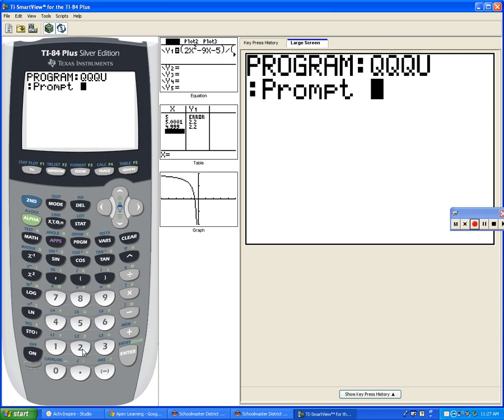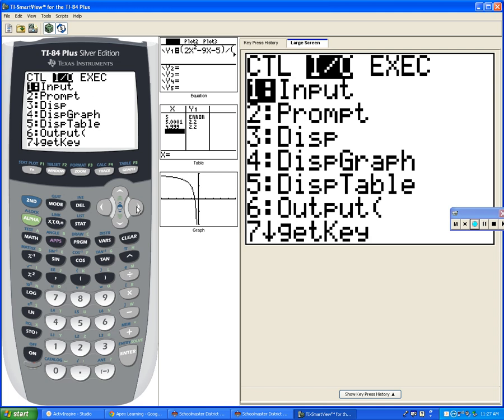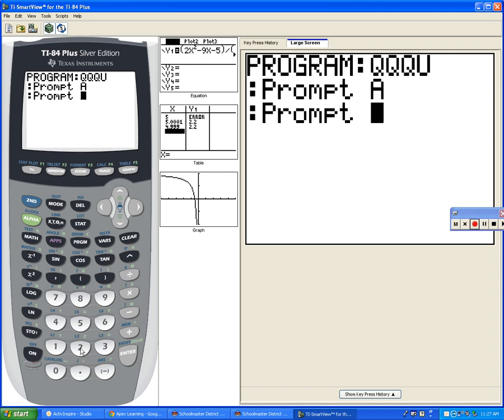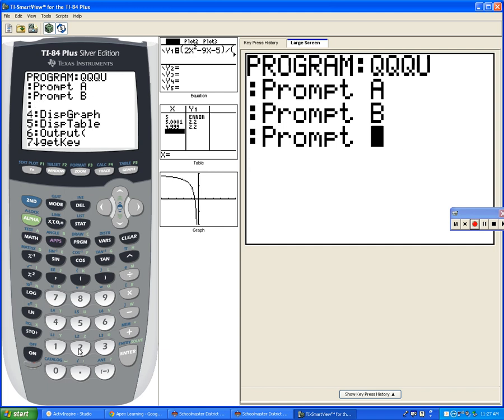Okay? And the first thing I want my calculator to do is prompt me to enter the value for A. So I'm going to hit the alpha button and then the math button, because above that it says A. Enter. Enter. And then I'm going to do that again. Program, over to input output, prompt, alpha B. Enter. Program, over here, prompt, alpha C.